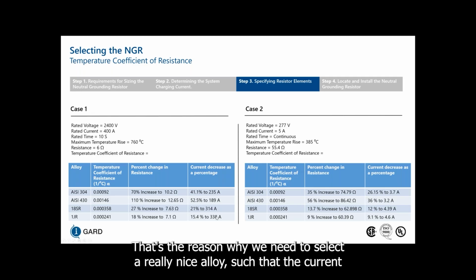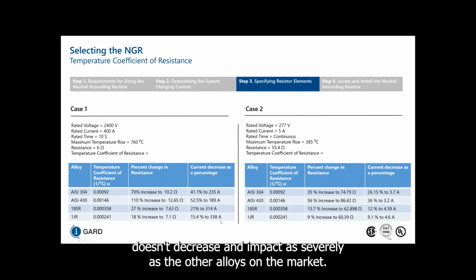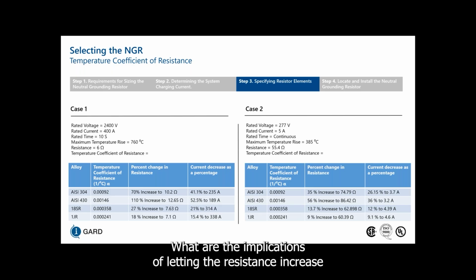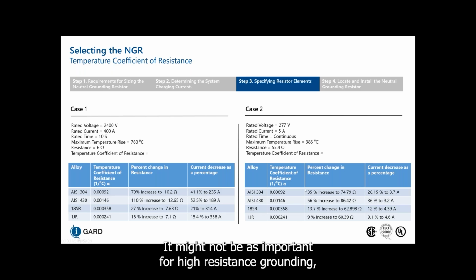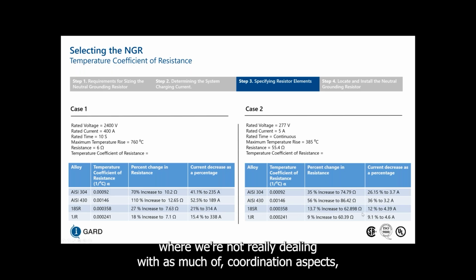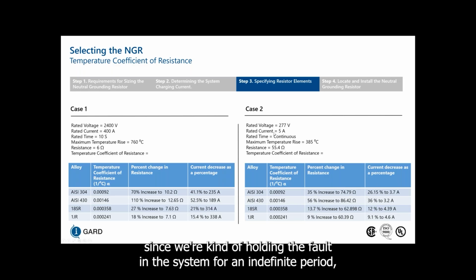That's the reason why we need to select a really nice alloy such that the current doesn't decrease and impact coordination as severely as the other alloys on the market. What are the implications of letting the resistance increase? As we increase the resistance, conversely, our current will decrease, and that can impact our coordination. It might not be as important for high resistance grounding, where we're not really dealing with as many coordination aspects, since we're holding the fault in the system for an indefinite period.